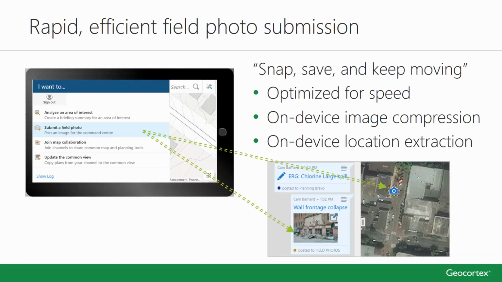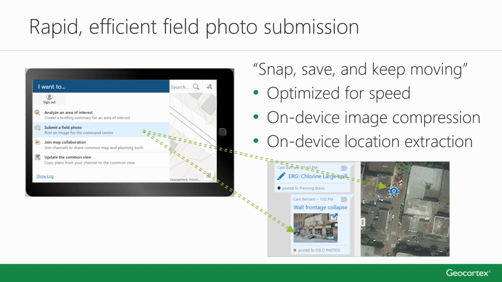The second feature that we provided specifically for field responders was a really quick submit field photo. As soon as we started seeing the imagery from social media and our incident commanders and some of our early customers saw this, we quickly realized, we've got responders in the field. They're trained, they're trusted, they've got a mobile device. That mobile device has a location, it's got a camera. How ridiculously easy could we make it for them to submit a field photo and share it back with the operations center? And it's just snap, save, and keep moving, right?